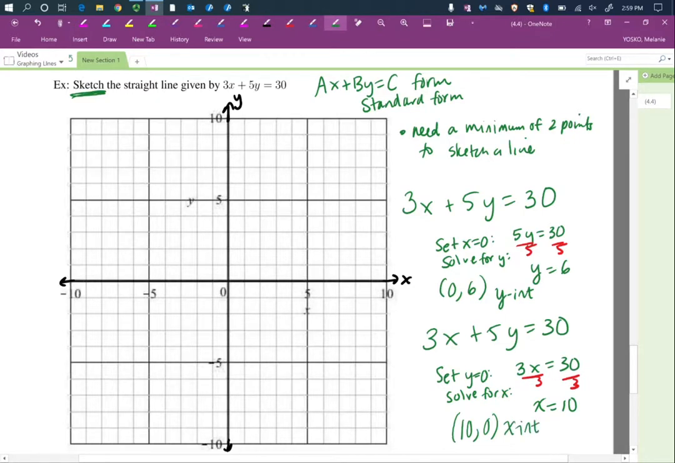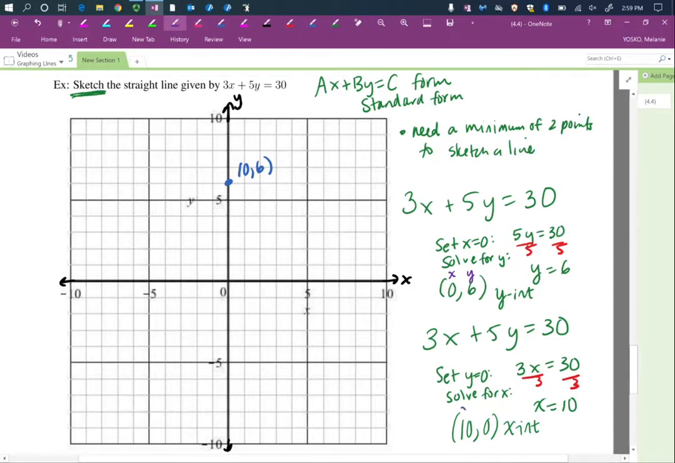So if I plot these 2 points, I have my line, right? So plot 0, 6. Again, remember my points go x comma y. So when x is 0, that means I am on the y-axis. And then I go up 6. So I'm right here. So this is the point 0 comma 6. And I do the same thing with the other, 10 comma 0.